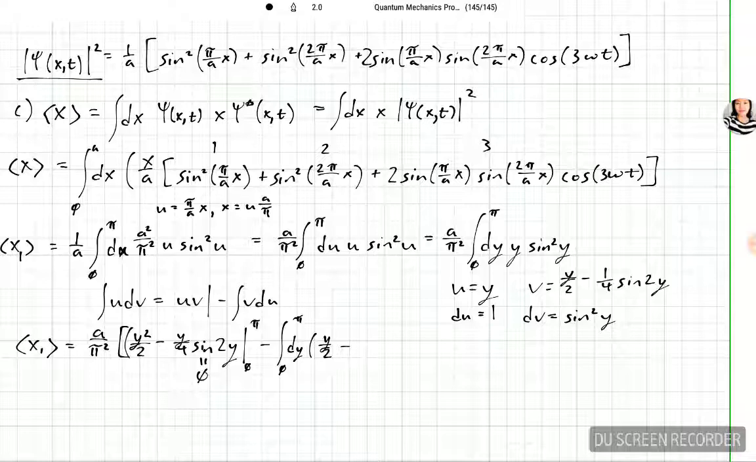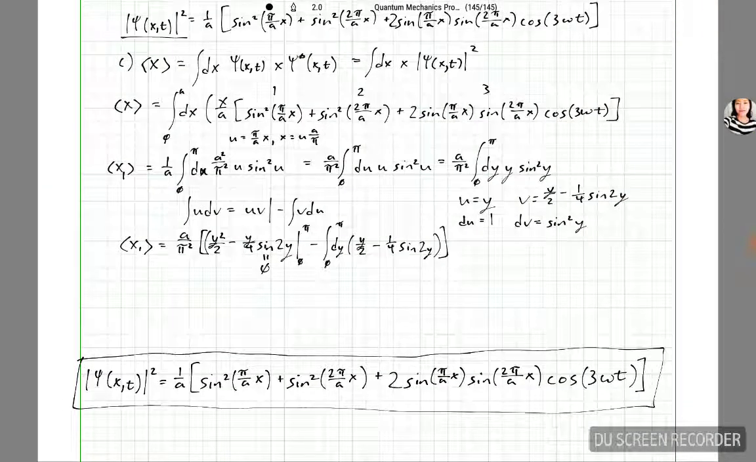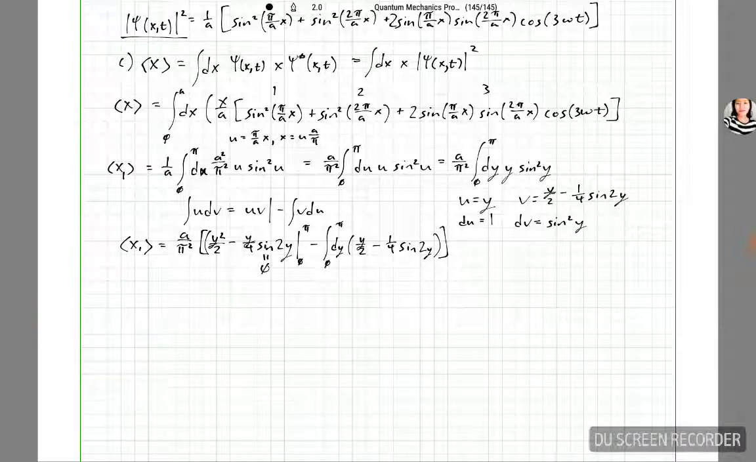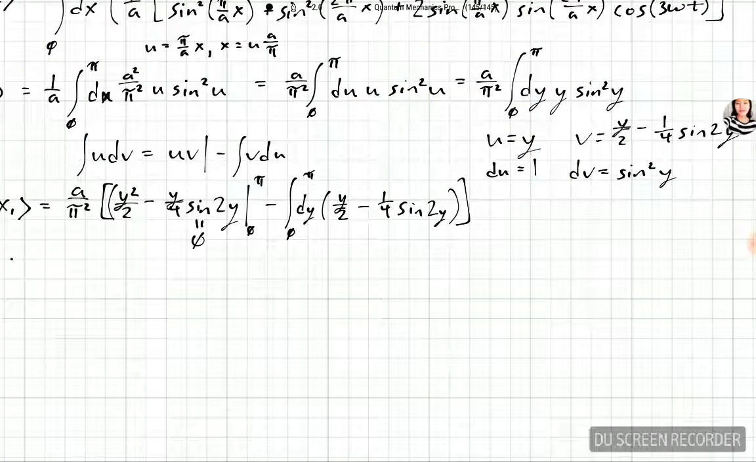So that's just minus 1/4 sine 2y. Oh, that's where that guy went. Okay, so that one goes away. The first sine term just goes away. So I end up getting a over pi squared, and then we're going to have pi squared over 2.